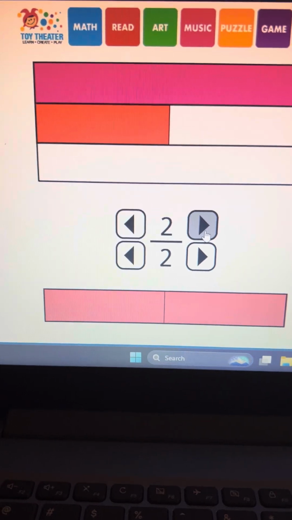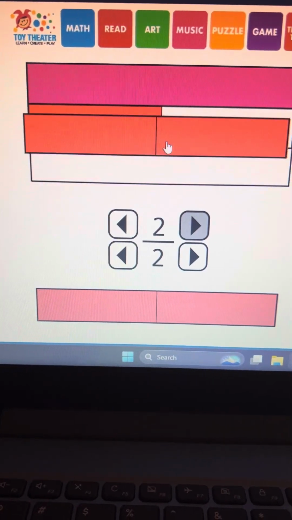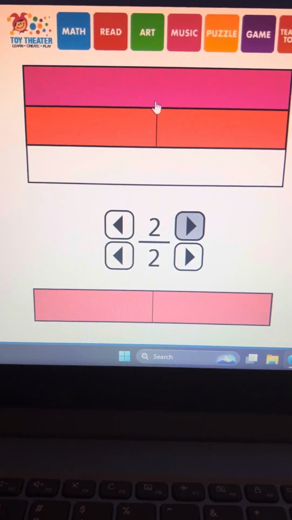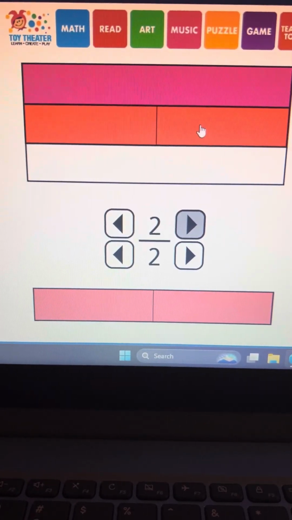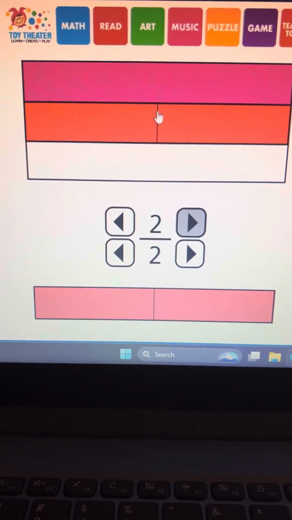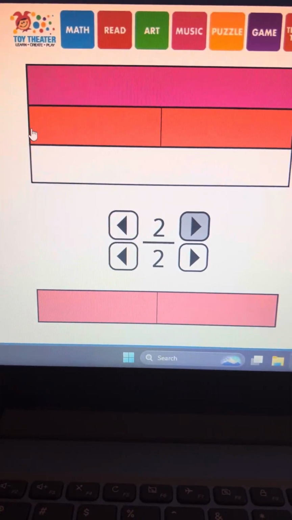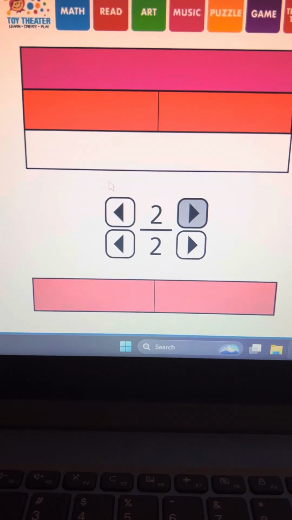So I'm going to make this a whole rod again, because now that we know what half of a rod is, you see right here that line, it's still a whole because it's still all there. But again, if that line cut it in half and this was gone, we'd be left with 1/2 of a rod, half of a rod.